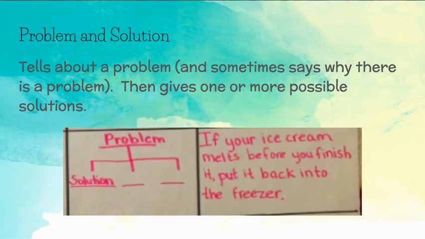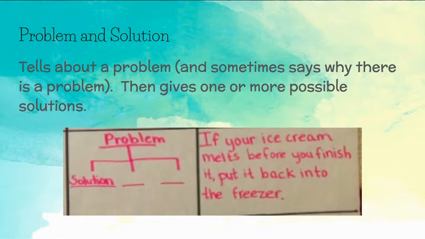The next one is called problem and solution. If you're listening or reading a problem and solution text structure or passage, it's going to tell about a problem and sometimes says why there is the problem, and then it gives one or more possible solutions. So if we look at this example, it says, if your ice cream melts before you finish it, put it back into the freezer. The problem in this case is your ice cream melting, and a solution would be putting it back in the freezer.